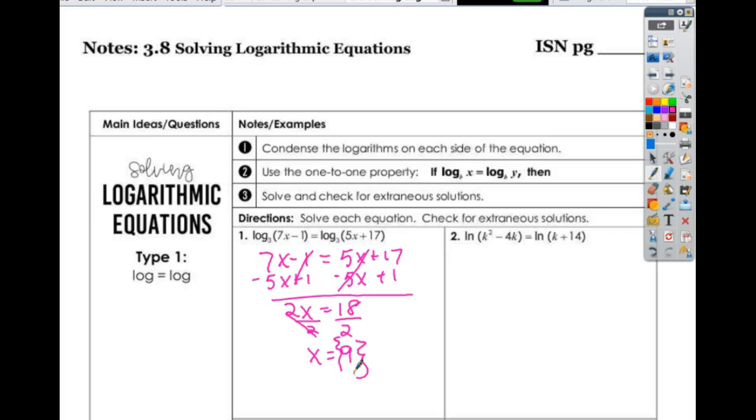So when we do this today, we have to make sure whatever your answer is doesn't make this negative. Okay? So if I put 9 in here, 9 times 7 minus 1, that's going to be positive, and this is positive. So 9 is going to work as an answer. Okay? So the next one.